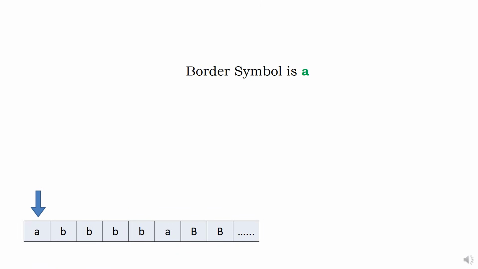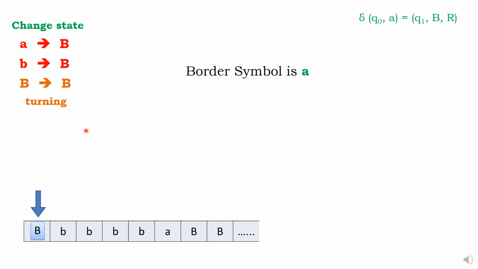Remember, the border symbol is A, which I am replacing. So when small letter A is replaced by blank B, or B is changed to blank B, we call it a change of state. Q0 becomes Q1, or Q1 becomes Q2. Whenever I am turning, come here and turn, come here and turn, even this turning point also changes the state, remember.